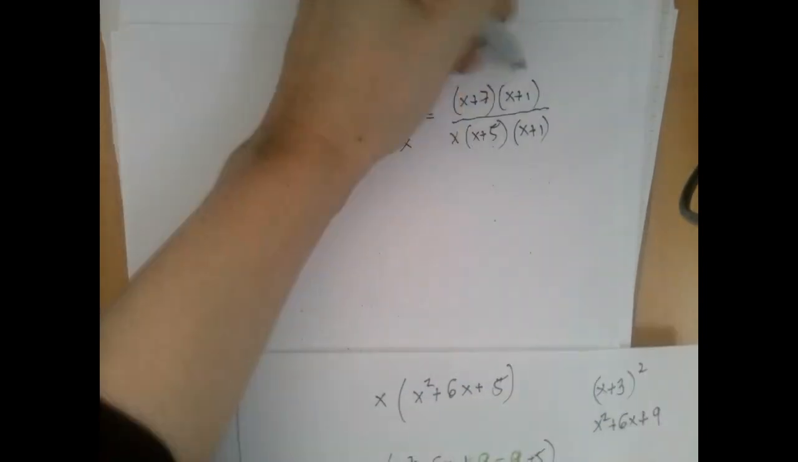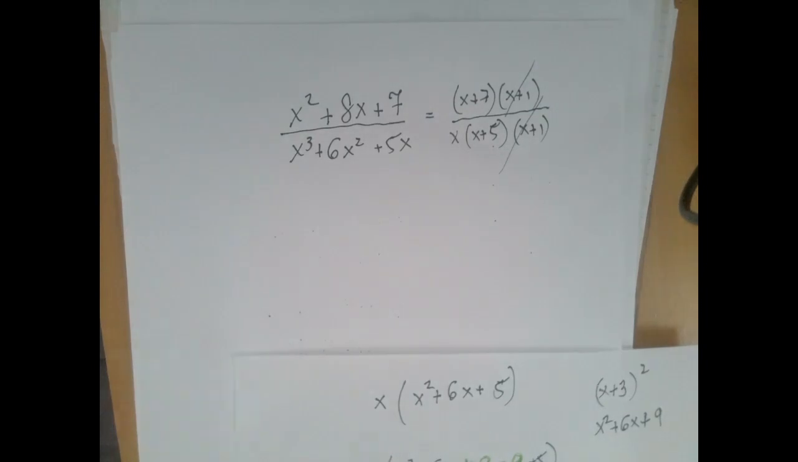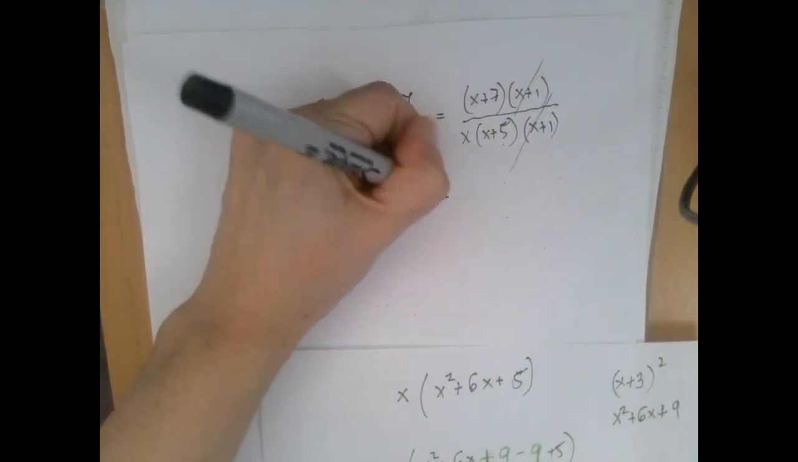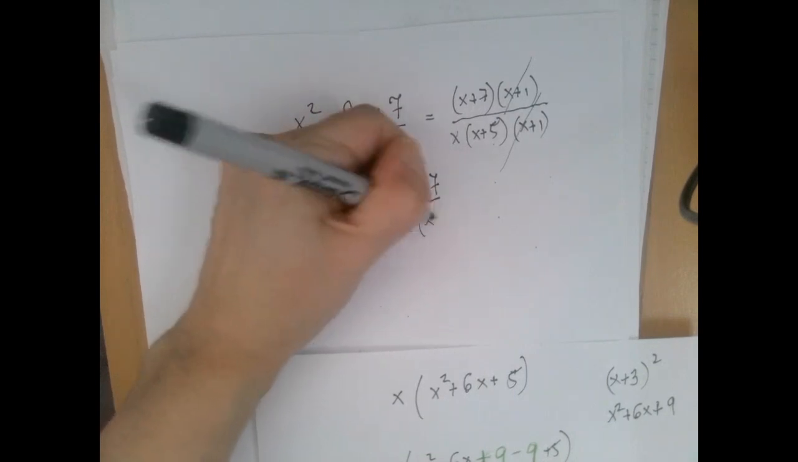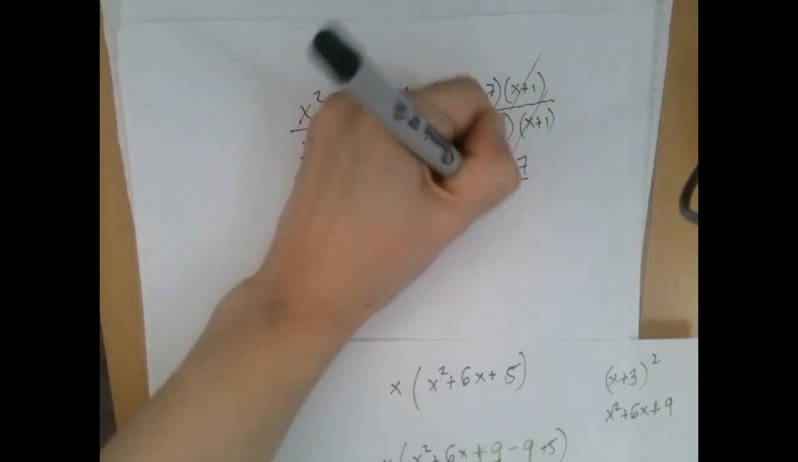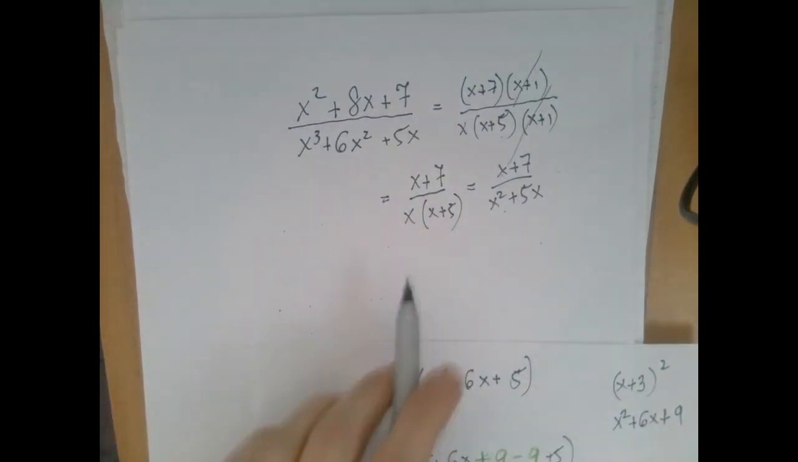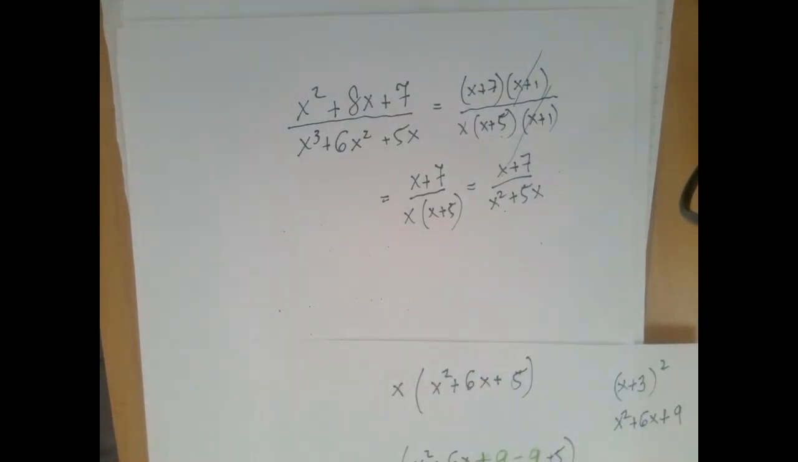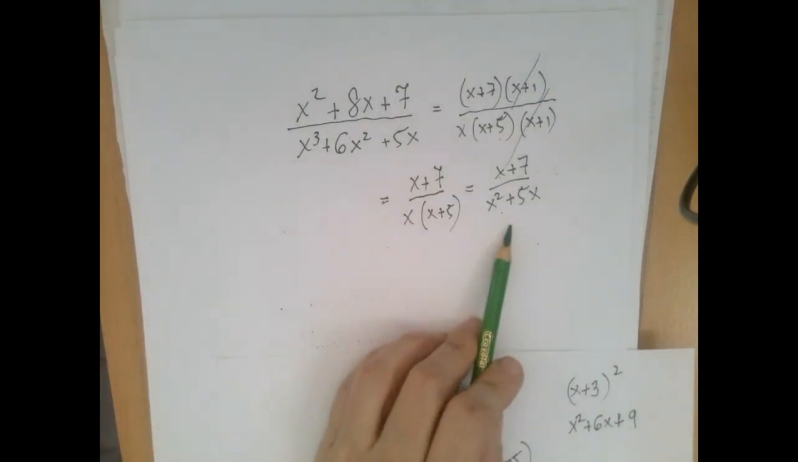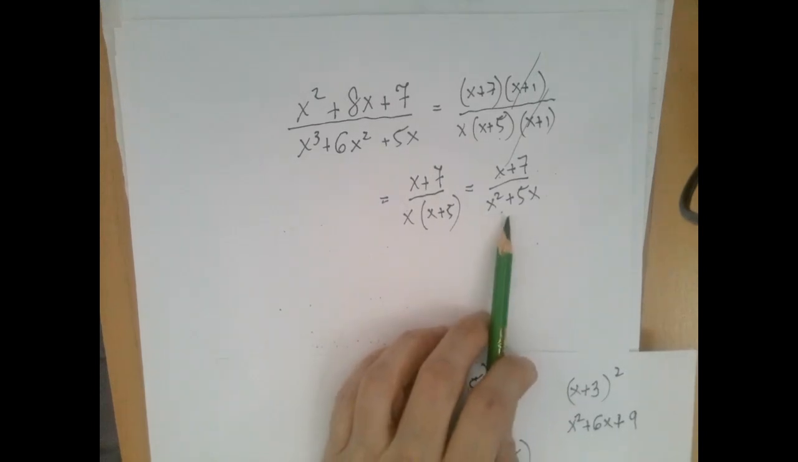And so the only thing that will cancel out is x plus 1. So the final answer has two forms: (x plus 7) divided by x times (x plus 5), or (x plus 7) divided by (x squared plus 5x). You see the difference. The polynomial in the denominator is worked out. So technically, this is more simplified, but to be honest with you, I don't like it.